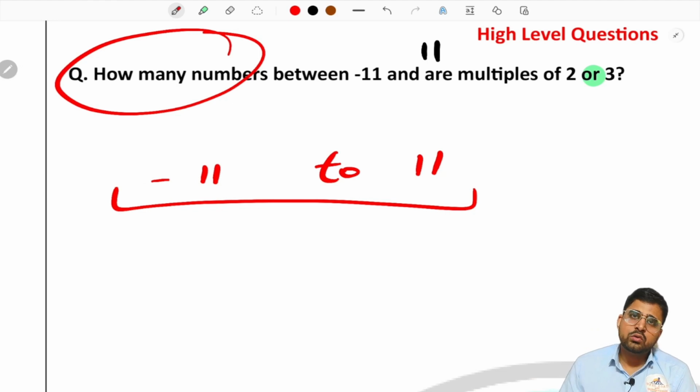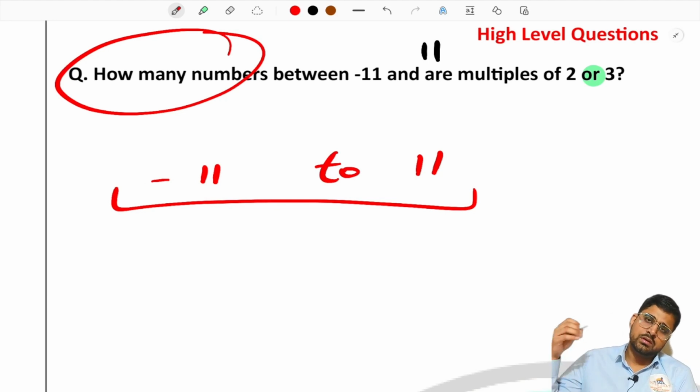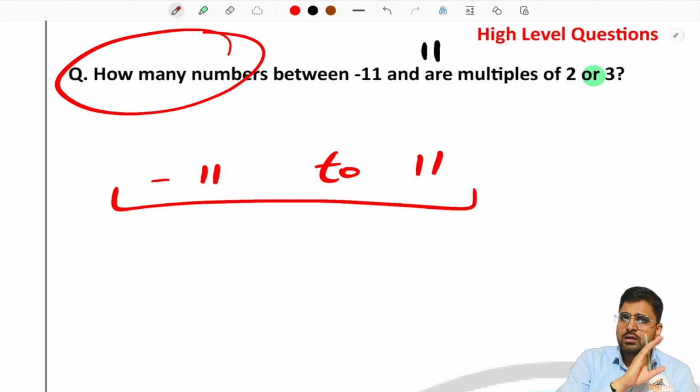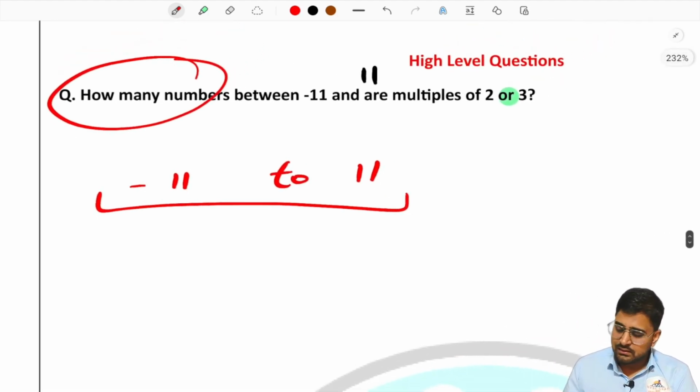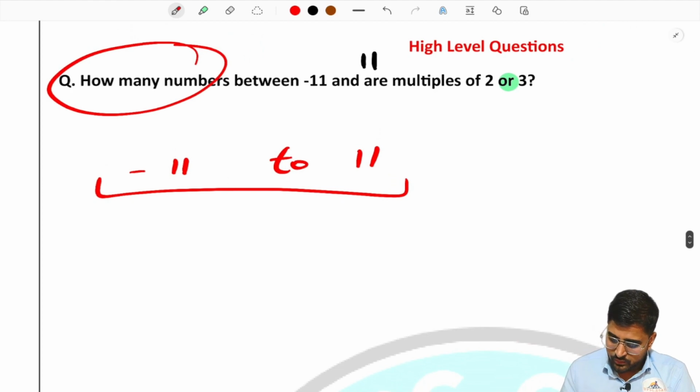Now there are two ways to solve this question. The first one is a very basic one. If you don't understand how to proceed with this question, do the basic thing. Write down how many numbers there are from minus 11 to 11 which are either multiples of 2 or 3.